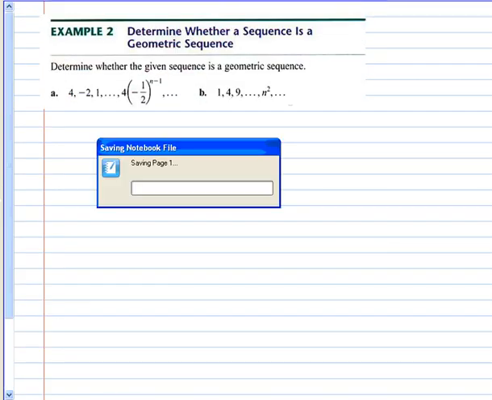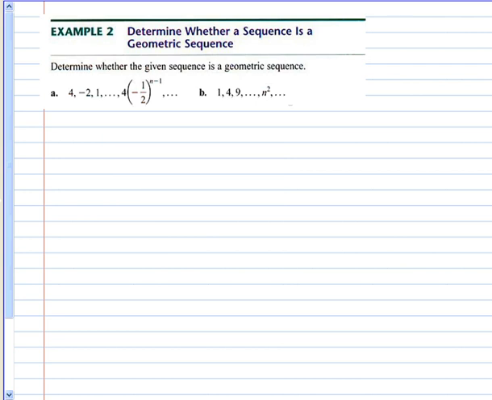Example 2. Determine whether the sequence is a geometric sequence or not. Well, let's look at these first three values that they have over here. Is there a common ratio? Well, I can take -2 and divide it by 4, and that would be -1/2 if I reduced it. And then check, if I take 4 times -1/2, do I get -2? Yes. If I take -2 times -1/2, do I get +1? Yes. That seems to be working just fine.